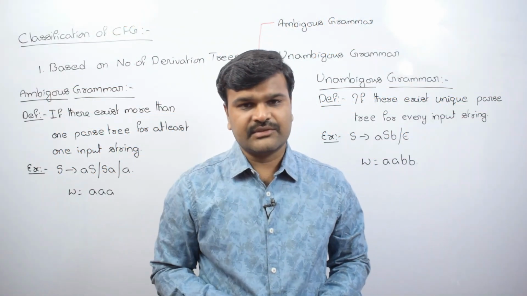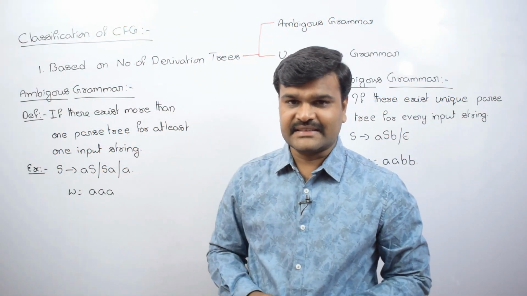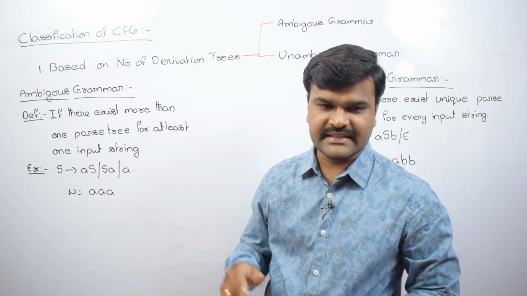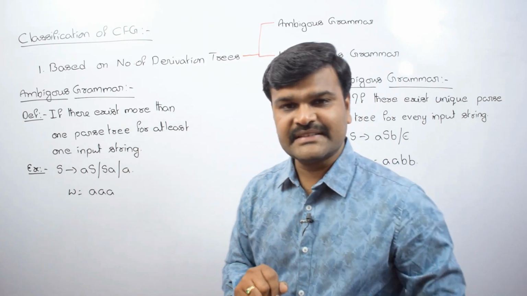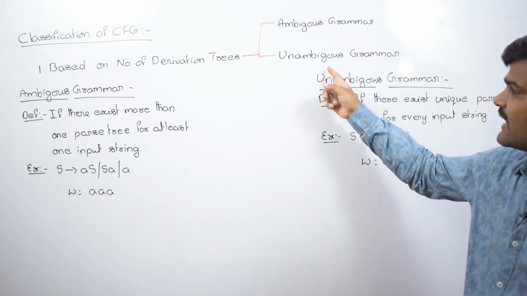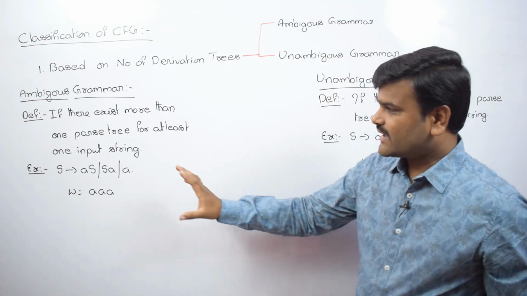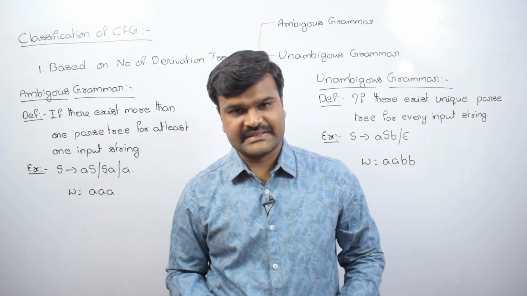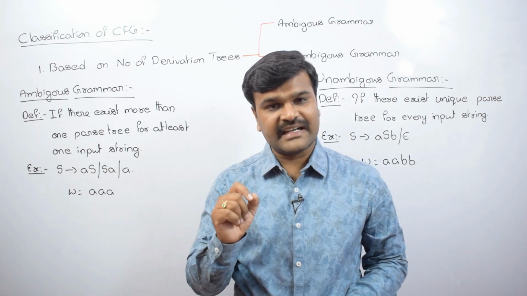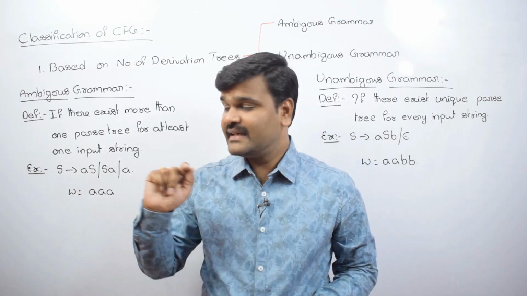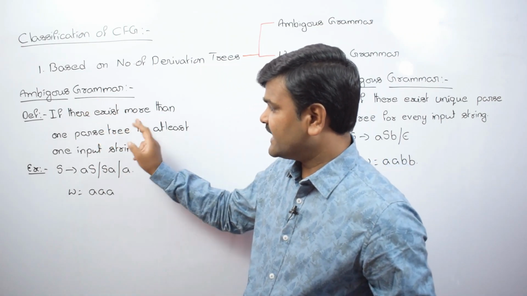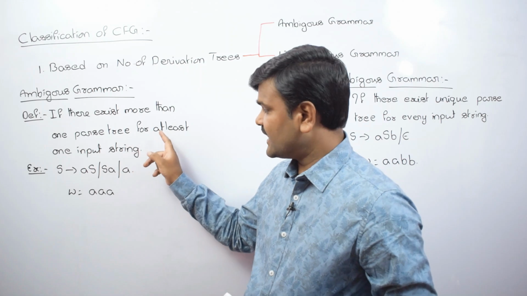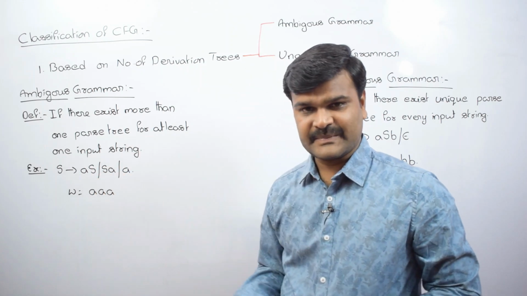So, let us see first the classification based on the number of derivation trees. In this we discussed that we are going to have two kinds of grammars: ambiguous grammars and unambiguous grammars. What is the meaning of ambiguous grammar? A given grammar G is said to be ambiguous if there exists more than one parse tree for at least one input string.